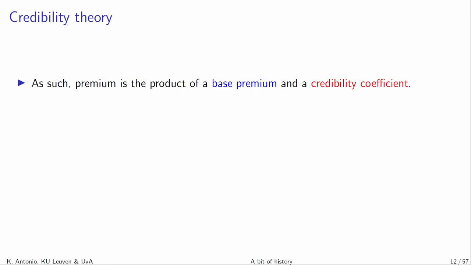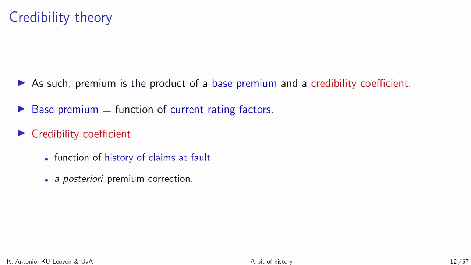So the base premium is what we can express based on our observable characteristics, and the credibility coefficient is the correction we're going to do on top of that base premium by taking into account the history that we observed on our contracts. Right? So the base premium is a function of the current rating factors, and the credibility coefficient is a function of the history of claims at fault, of course, and we call it a posteriori premium correction.